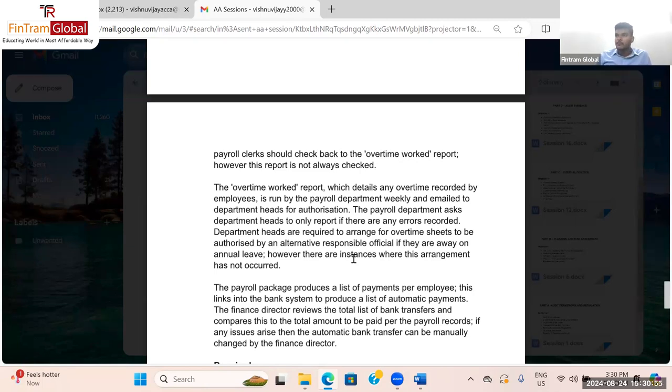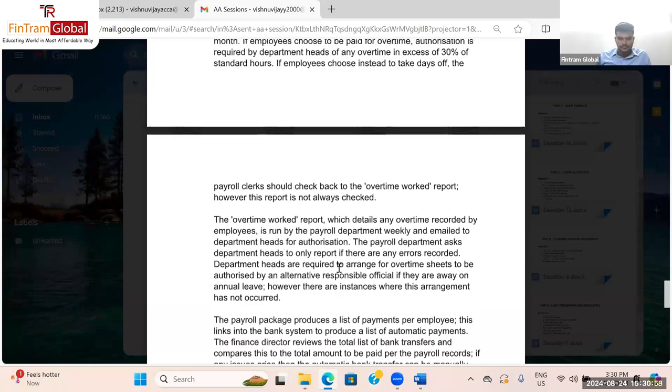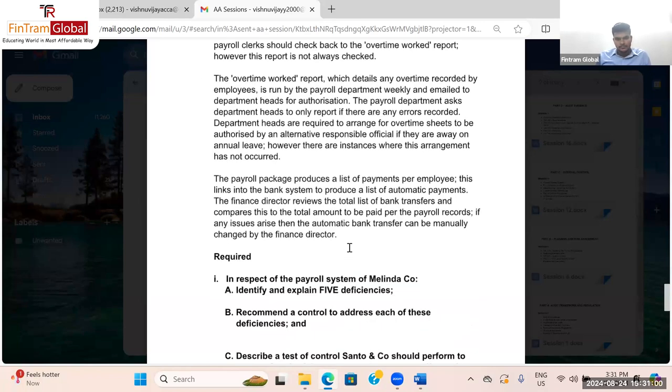The last paragraph has many layers, I would say. The payroll package produces a list of payments for employees, and the links automatically make the payments through banks. So if there's an error, the financial director would make manual changes to the amount, right? So I think there's a deficiency. What is the deficiency? Because he's making manual changes. The finance director is making manual changes before these payments are sent out, right?